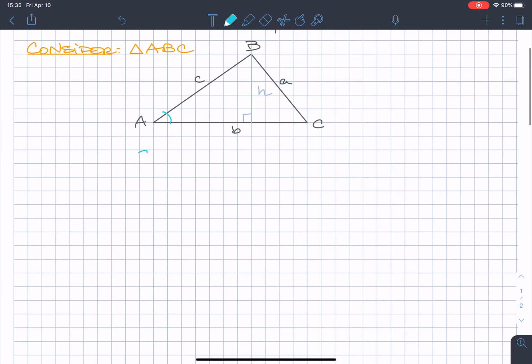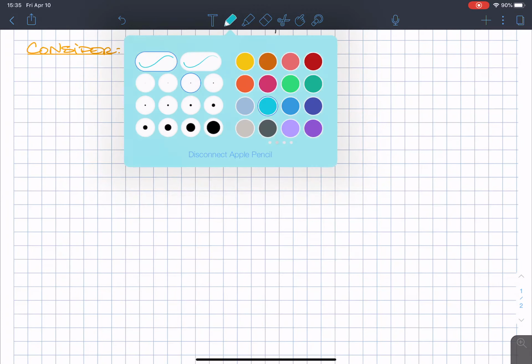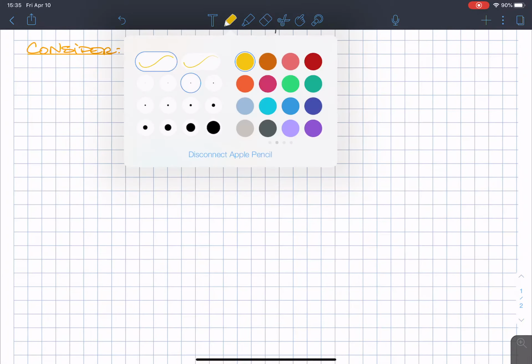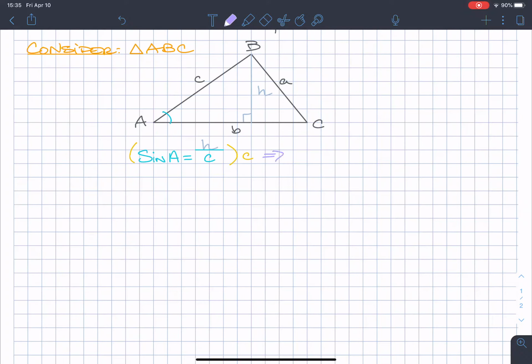Do you agree that if I look at the triangle on the left, where height h is a side, sine of A will be the side opposite angle A, which is h, divided by the hypotenuse of the left triangle, which is c? So when I multiply through by the denominator c, basically cross multiplying, and solve for h, I get that h can be written as c times sine of angle A.